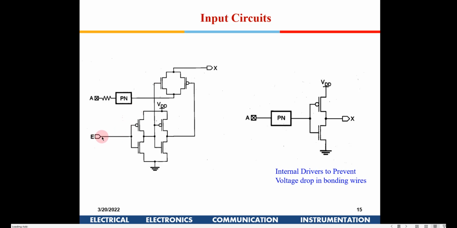So you have this enable bar signal here. Whenever this enable bar signal goes low, you have a high here. So this NMOS will be switched on, and this PMOS will be switched off. This is essentially just a pass transistor, right? So this signal will now be coupled to the chip.